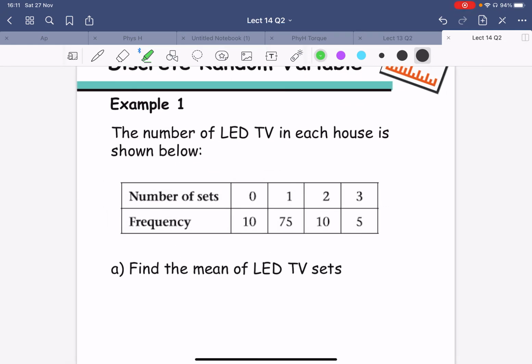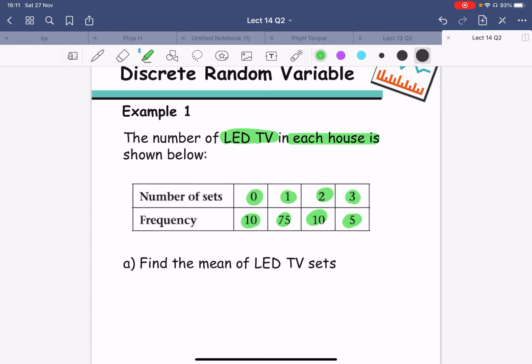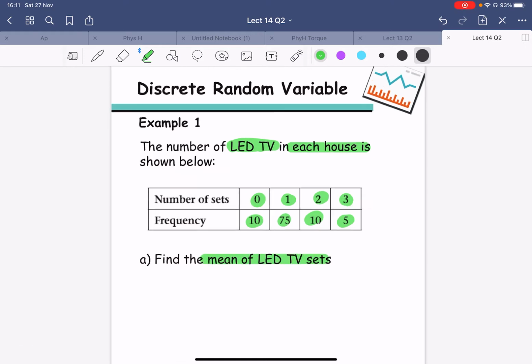Example one: you have LED TVs in each house. You make a survey: how many LED TVs are in each house? There are 0 TVs in 10 houses, 1 TV in 75 houses, 2 in 10 houses, 3 in 5 houses. So I'm going to work out the mean for that.